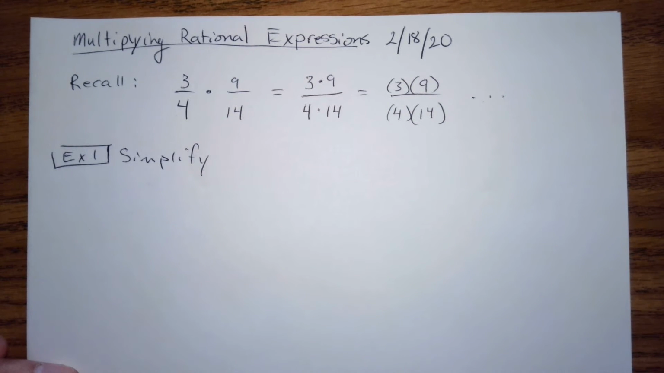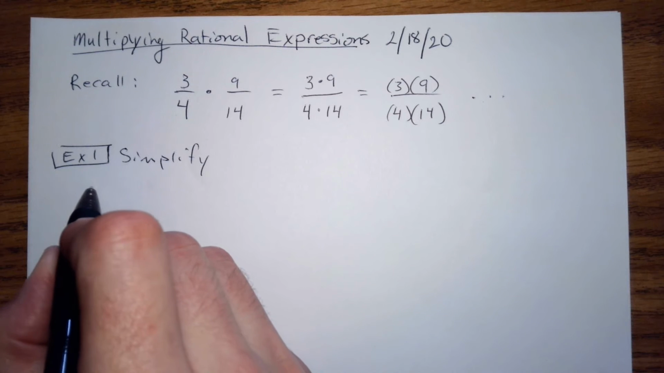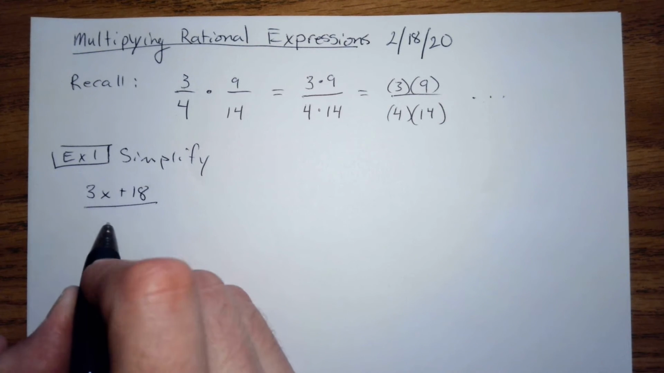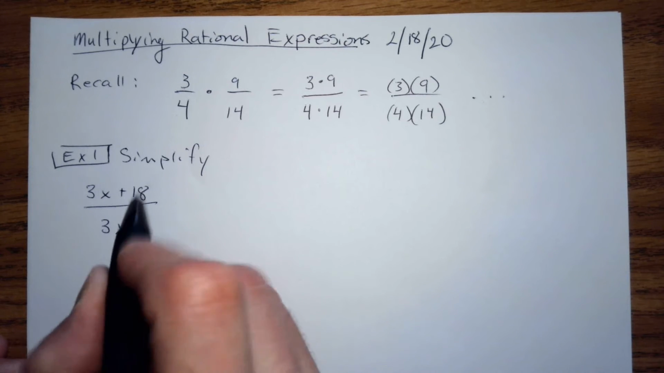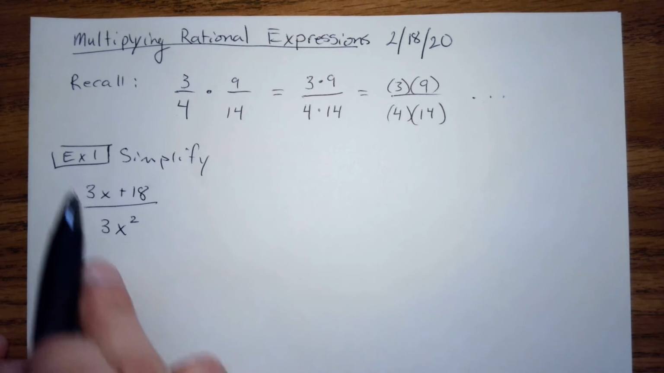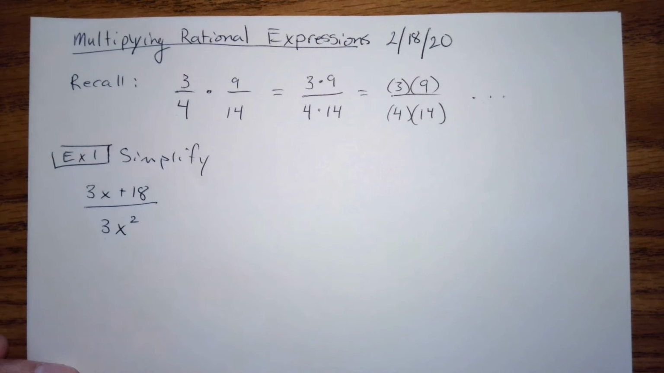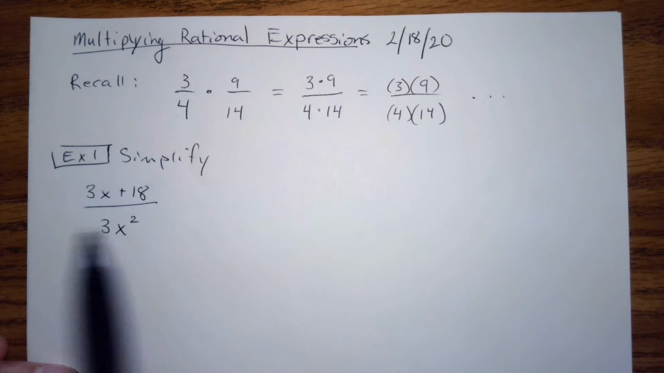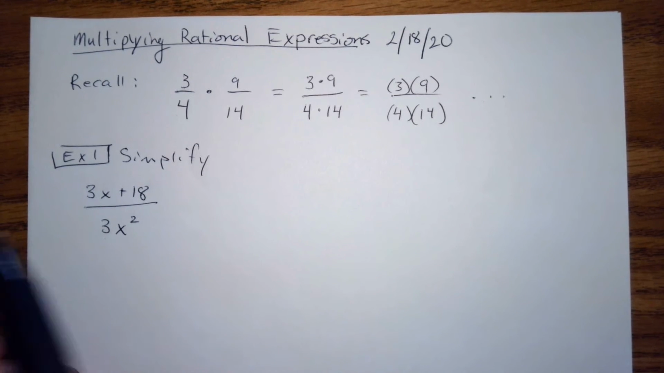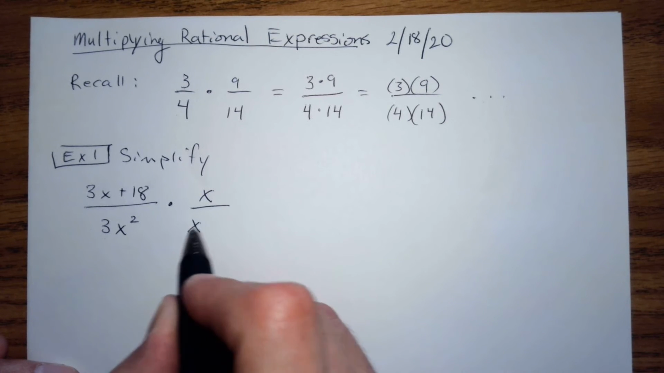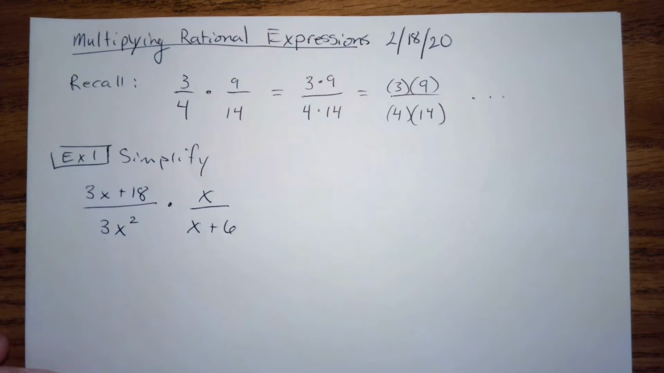So simplify, and what we are going to have is 3x plus 18 over 3x squared. Remember, you can't just cancel out these 3's because there's addition here. We can't just cancel out these 3's. We have to have a factored form in the top, where we're going to have that times x over x plus 6.